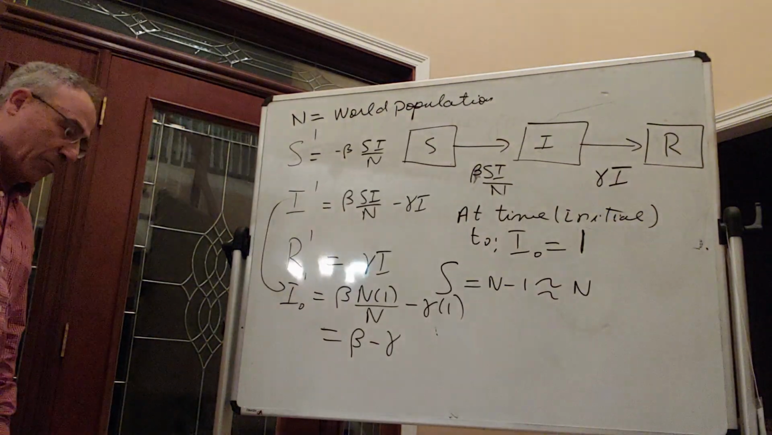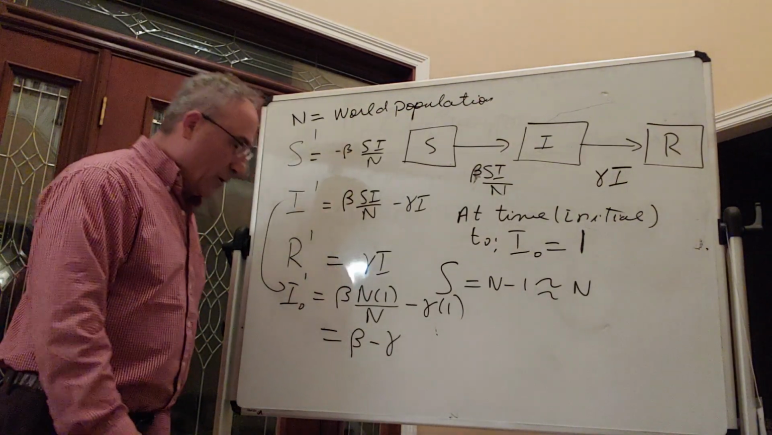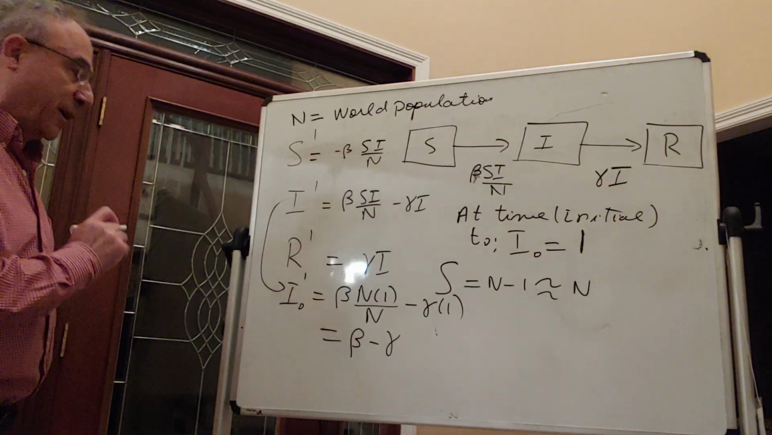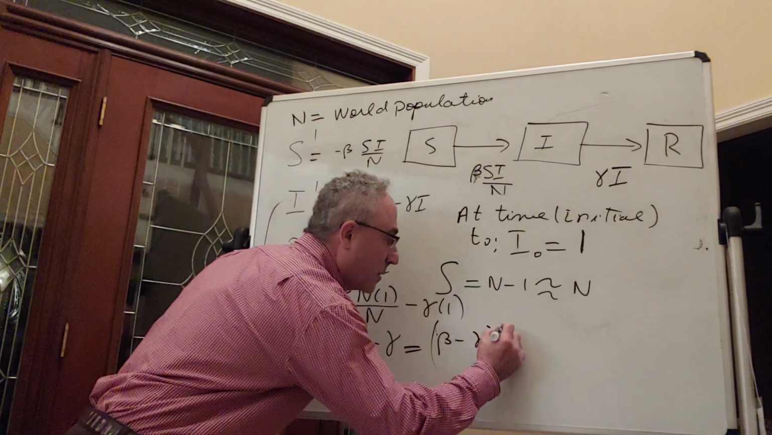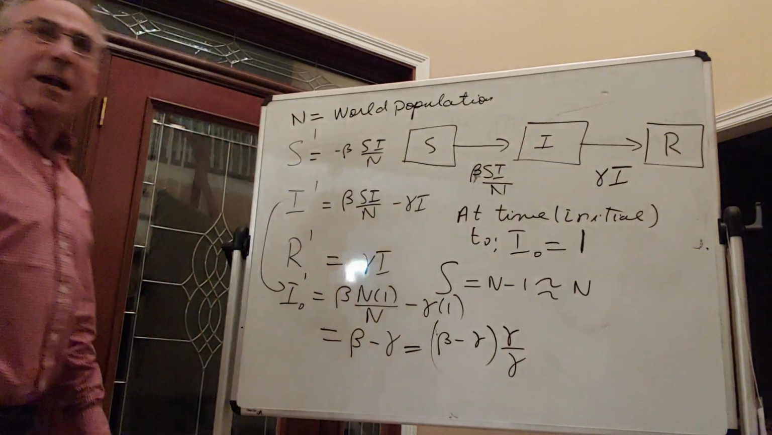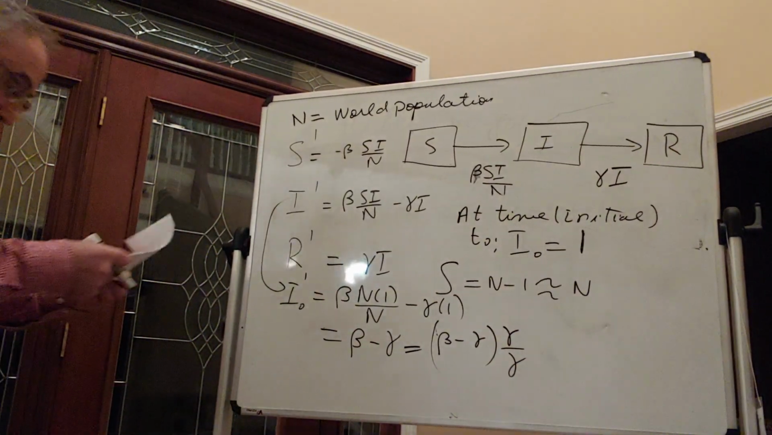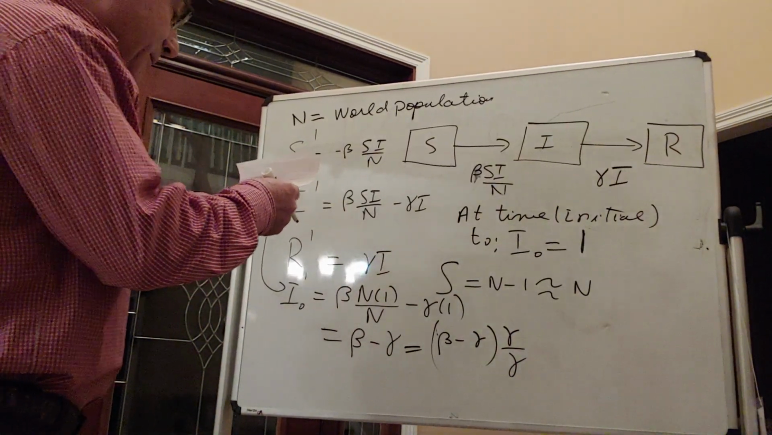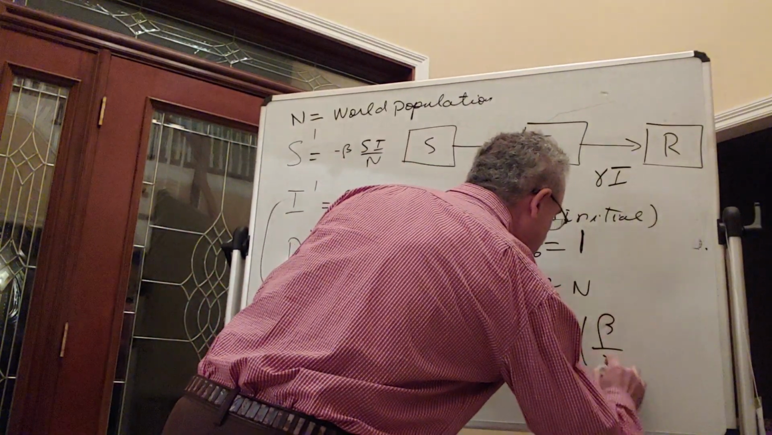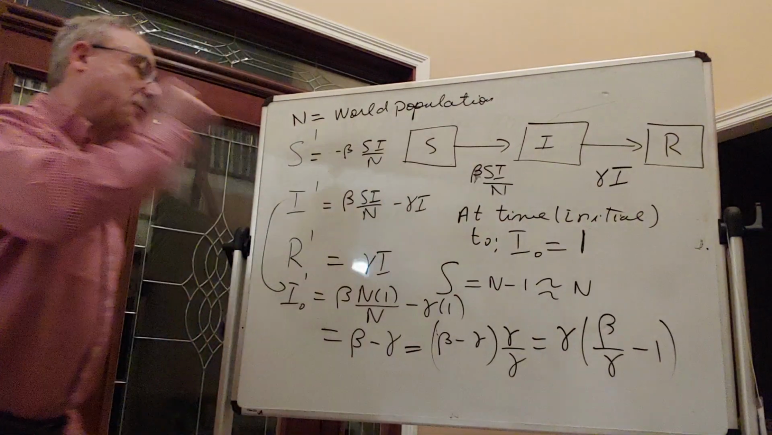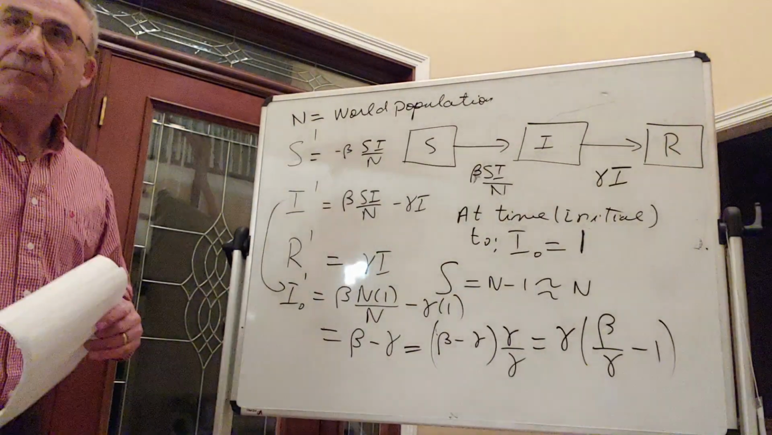But I looked at this number for a long time and couldn't get anything out of it. So I'm going to write this number as beta minus gamma times gamma over gamma. It's like multiplying by 1. Let me rewrite it. So this is going to be gamma times beta over gamma minus 1. That is a very, very important number.